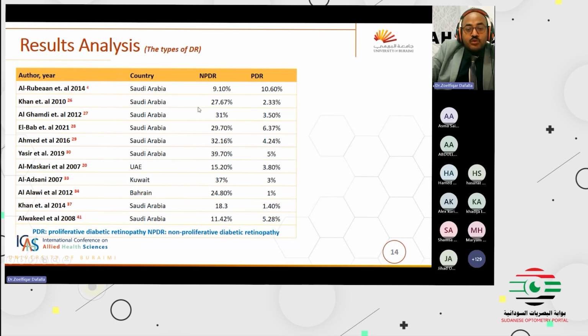The results also show, if you look here, that the highest non-proliferative diabetic retinopathy is in Saudi patients, in the 2016 study conducted by Ahmed and others. Again, you will also find that Rubian found the lowest, again in Saudi Arabia, which is 9.1. And for proliferative diabetic retinopathy, you will find the highest is 8.6, and it is in Saudi patients also.